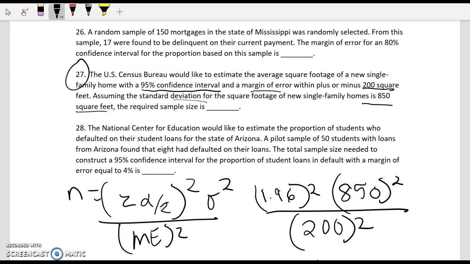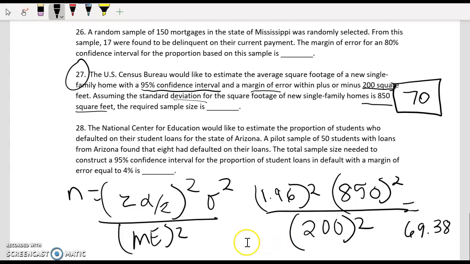So if you put this in the calculator, I believe I got 69.38. So a sample size of 69 would not be enough. We need at least 69.38. Well, we can't have a 0.38 of a person. So we're going to say we need a sample size of 70.